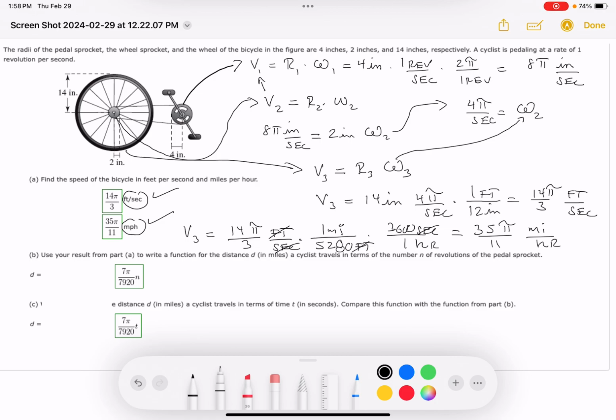Now, I'll say that I'm thinking that part A is a rather straightforward question, although it took some time to get there. All right? So what I want to do is talk about the next thing. It says, use your results from part A to write a function for the distance in miles a cyclist travels in terms of the number n of revolutions of this pedal sprocket. And that seems like it's a rather difficult question, by the way. But I do know the velocity, all right?